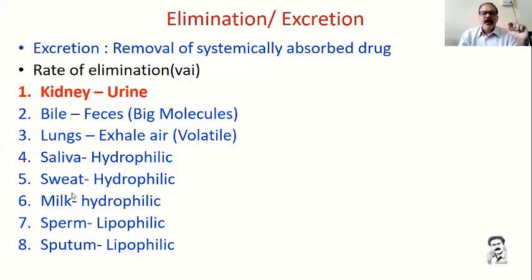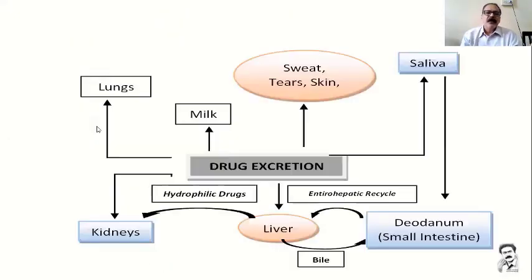And mostly the drugs which have a loose bonding or a limited portion of fat or lipid will come into the milk. And sperm and sputum: generally these fat soluble drugs can come from the sperm and even from the sputum. When you cough, you will get sputum. These may have drugs because of its fat soluble nature. So lipophilic drugs can come out there.